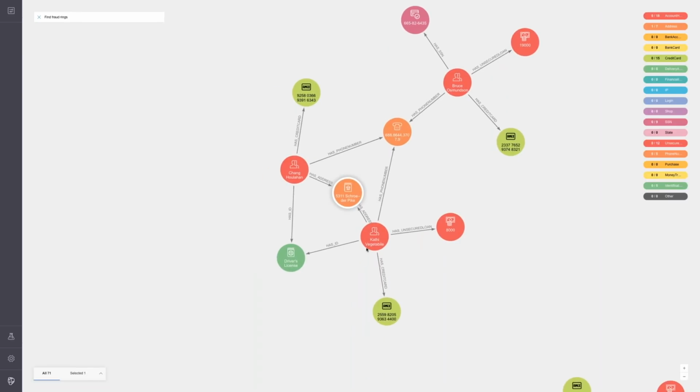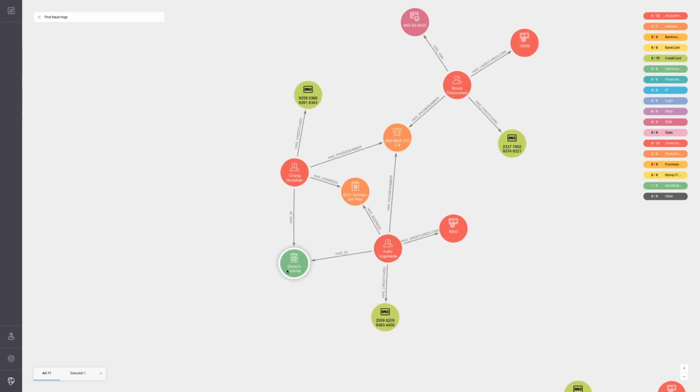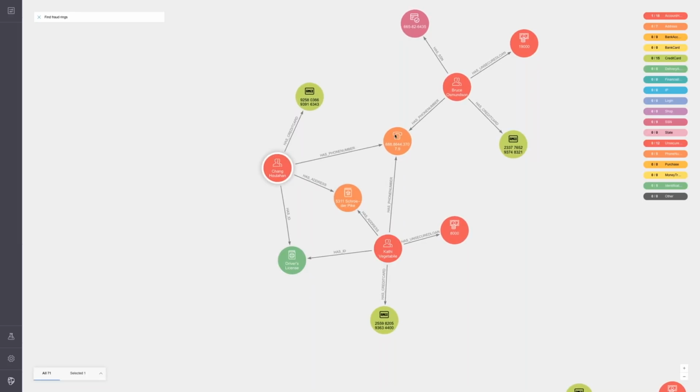So here we have 2 individuals, Kathy and Chang. They share an address, again, not very unusual. What is unusual is that they have the same driver's license details. Their ID is the same. So again, another red flag, right? 2 people can't have the same driver's license detail.